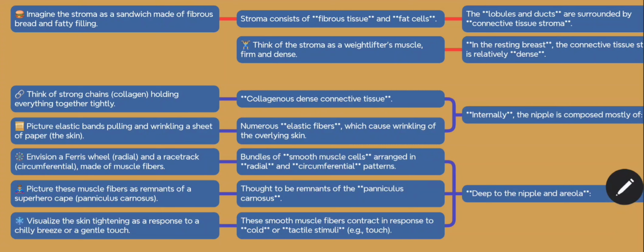Those smooth muscle cells are thought to be remnants of the panniculus carnosus. What is that exactly? It is a part of the subcutaneous tissue in vertebrates. You don't have to remember it. Just remember the term, that would be enough. So deep to the nipple and areola, the last point, the smooth muscle fibers contract in response to cold or tactile stimuli.